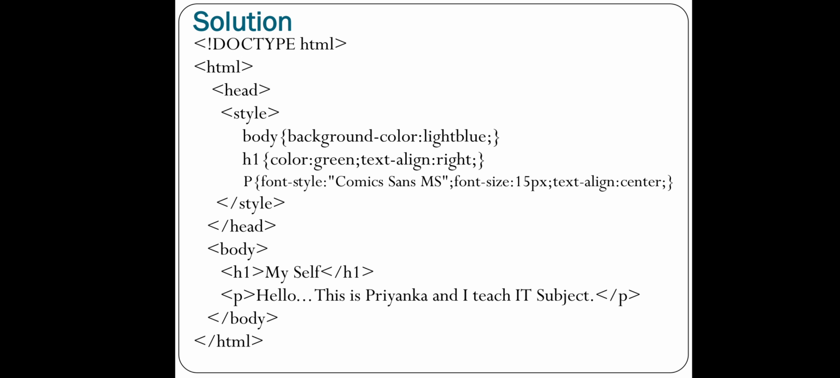The font size they have expected that it should be 15 pixels. So we have used the font size property. And the last property is what? Text align, and it was expected to be in the center. So I hope this syntax is clear. You can check with your answers and see where you have made mistakes. So we'll see the output of this.